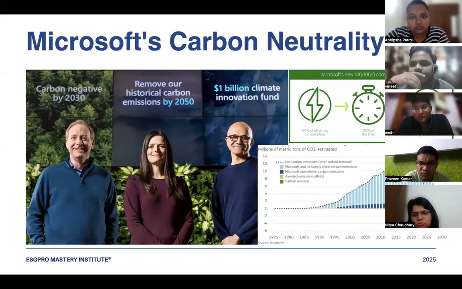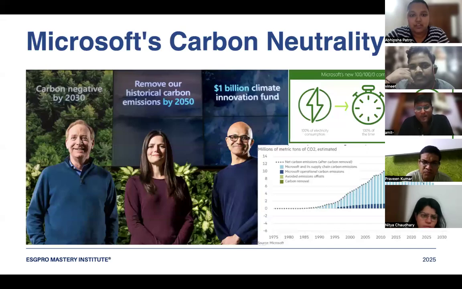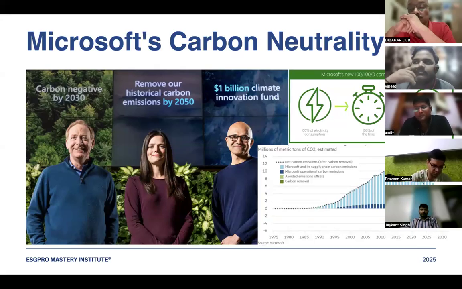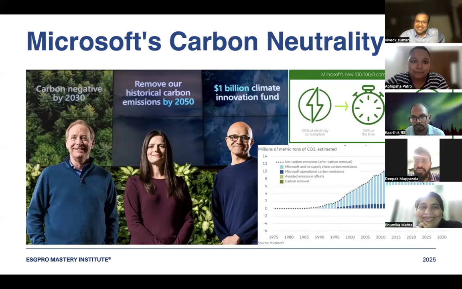You have to unmute. Yeah. Hi. So they are talking about their emissions in two manners: supply chain carbon emission, and their operational emissions. And we see from the 2010s they are talking about the avoided emission offsets, the carbon offsets they have purchased. After that, 2020 carbon removal. I don't understand how they are doing the carbon removal. Very good question. What is the carbon removal aspect of it?